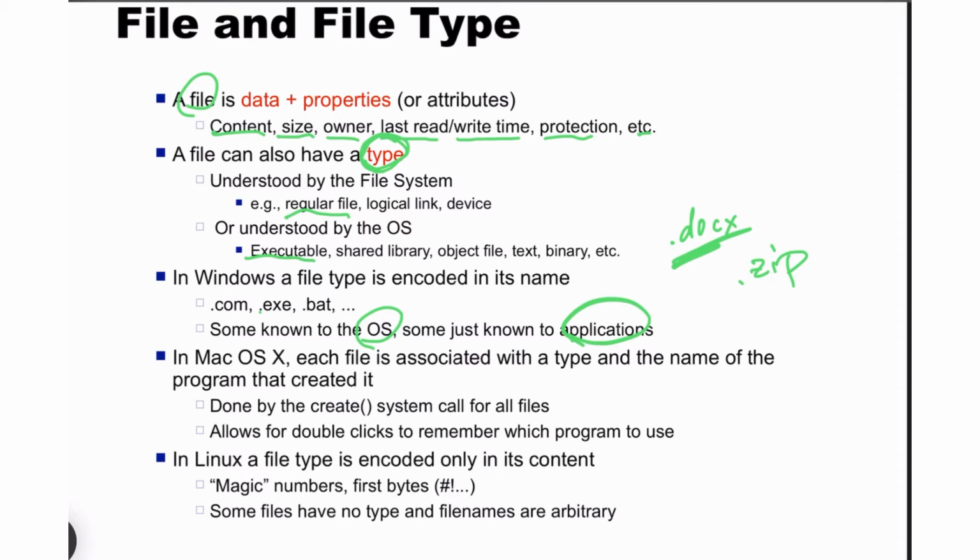In Mac OS X, each file is associated with a type and the name of the program that created it. This is done by the create system call for all files. It allows a double-click to remind which program to use. So iba naman yung file system ni Mac OS. In Linux, a file type is encoded only in its content. So, magic number, first byte. So ganyan yung atsura, this is what it will look like. Some files have no types and file names are arbitrary.